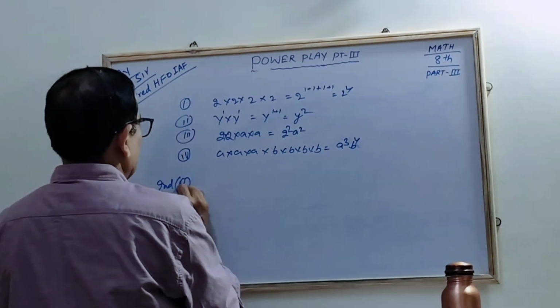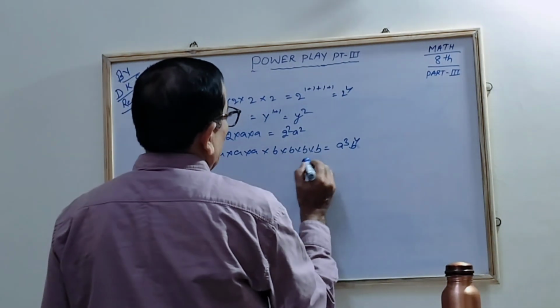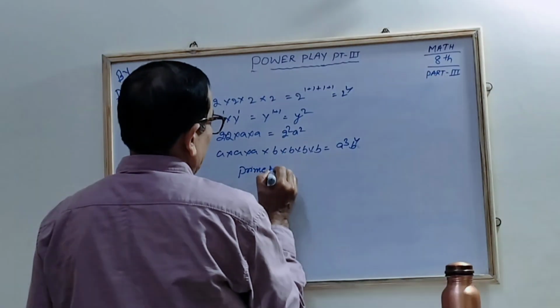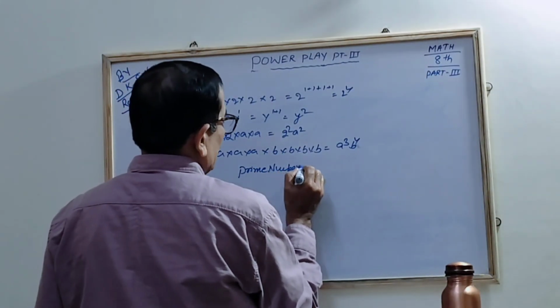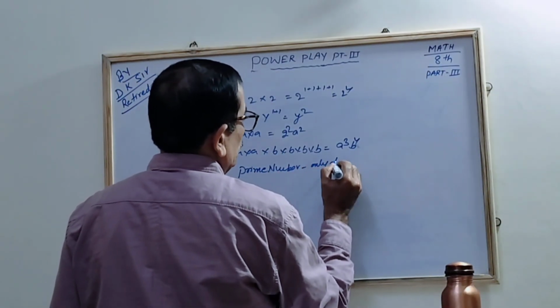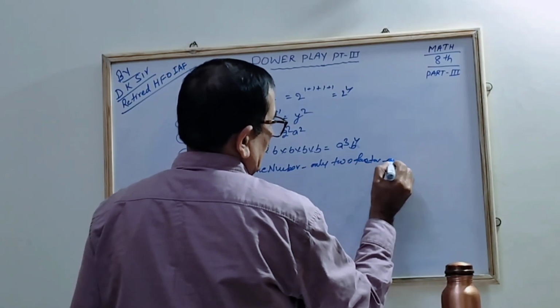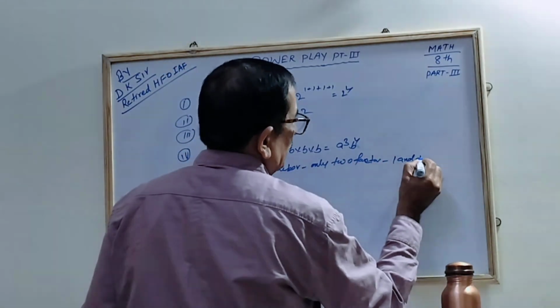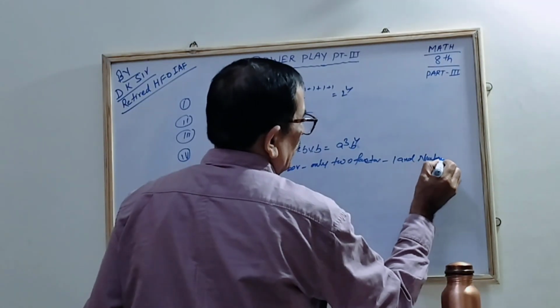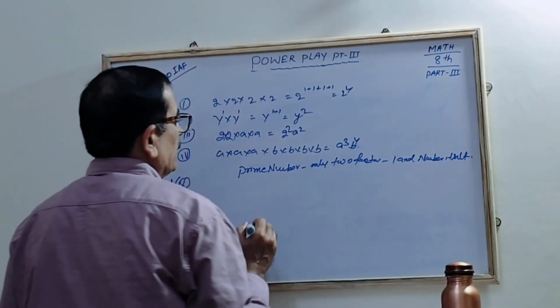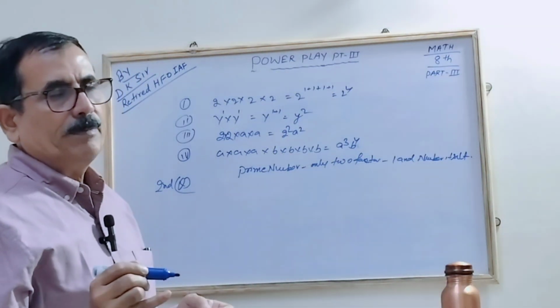Before doing the second question, we should know the prime numbers. What are the prime numbers? The prime numbers are those which have only two factors, that is 1 and the number itself, correct? A factor is a number which divides any number leaving remainder 0.